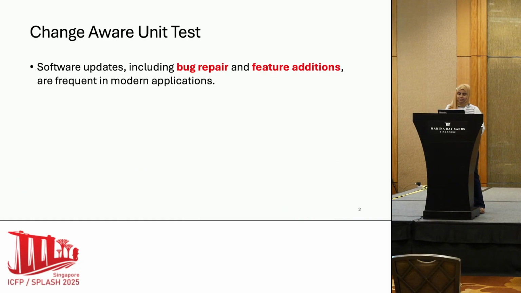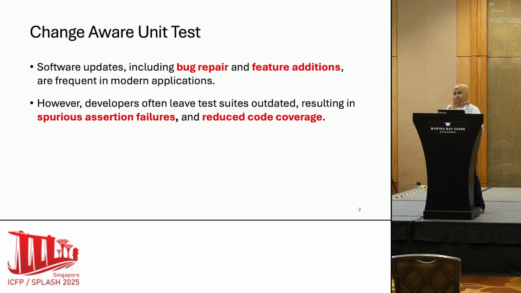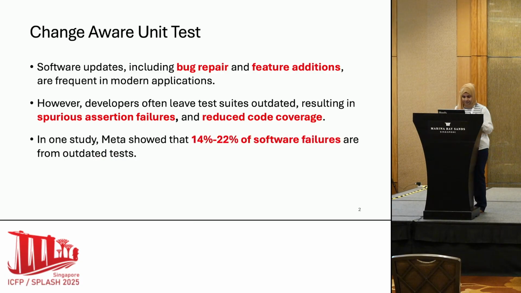In evolving software systems, we very frequently update the software. We need to update the software to repair bugs, to add features, and for many more reasons. When developers make changes in the code base, they often forget to update the test case. As a result, spurious assertion failure or reduced code coverage can happen.